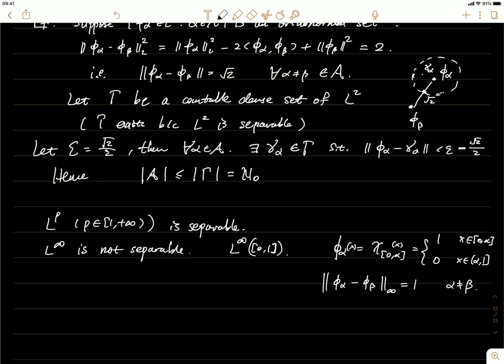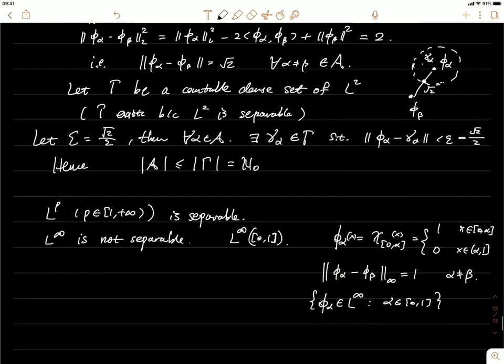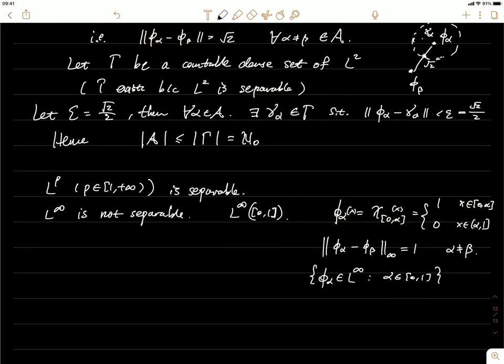Right? So now we found this collection of phi alphas, which are all in our infinity, and alpha is between 0 and 1. Apparently, this is an uncountable set, because the interval 0 to 1 is uncountable. So this is an uncountable set right here.